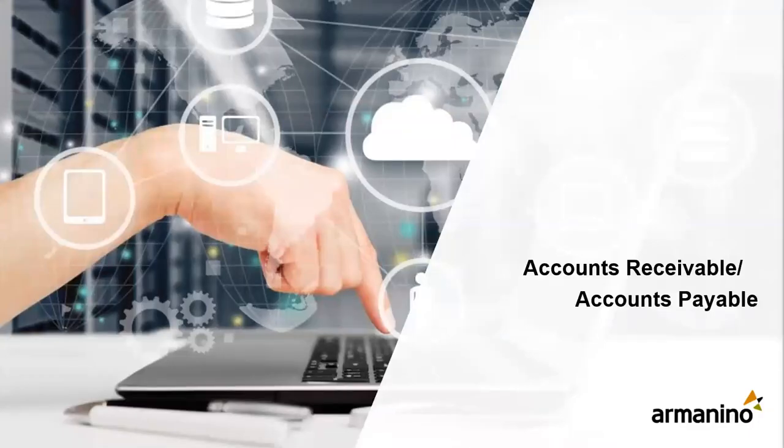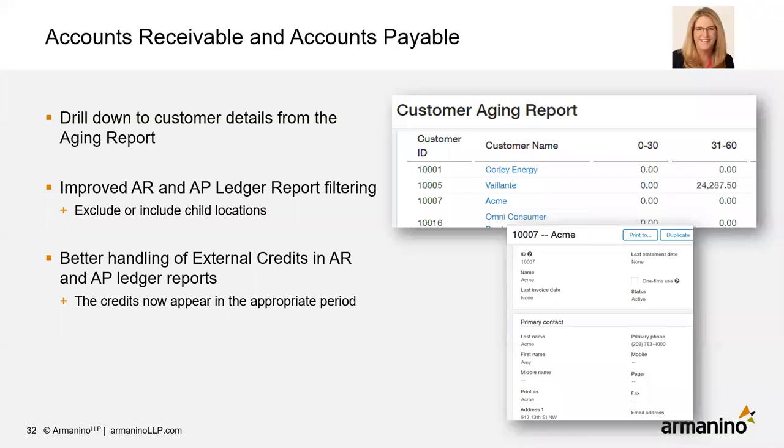Back to you, Michelle, accounts receivable and accounts payable. Thank you, Irene. Okay, so they did make a couple of changes in accounts receivable and accounts payable this release. One of them is that they've added the drill down to customer details from the aging report. As you know, in the AP aging report, you can get to the vendor, and you can now do the same in the aging report. So if you drill down and want to see the details of that customer, you can do it from your report.